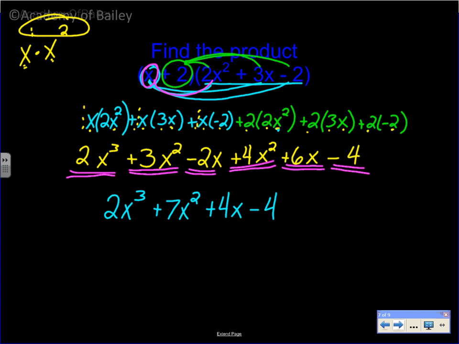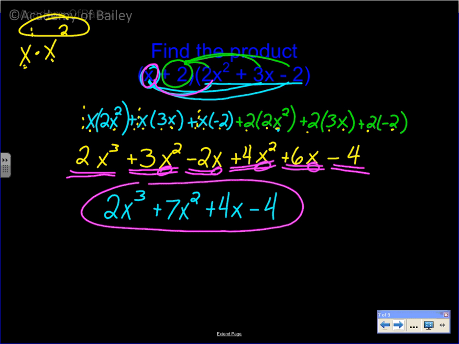And so we look, we were combining x squareds with x squareds because they have the same variables with the same exponents. And x's with x's for the same reason. And if we look at our final answer, it is this. 2x cubed plus 7x squared plus 4x minus 4. That's the product of this problem that we started with.